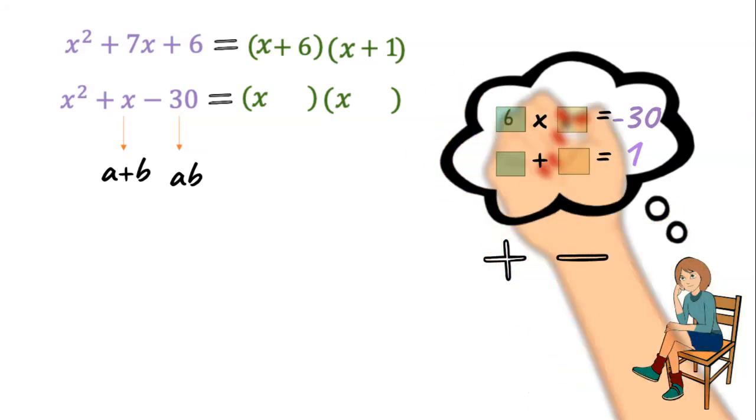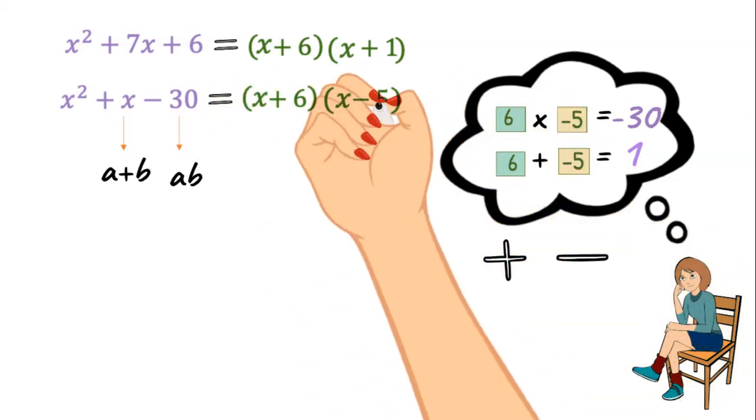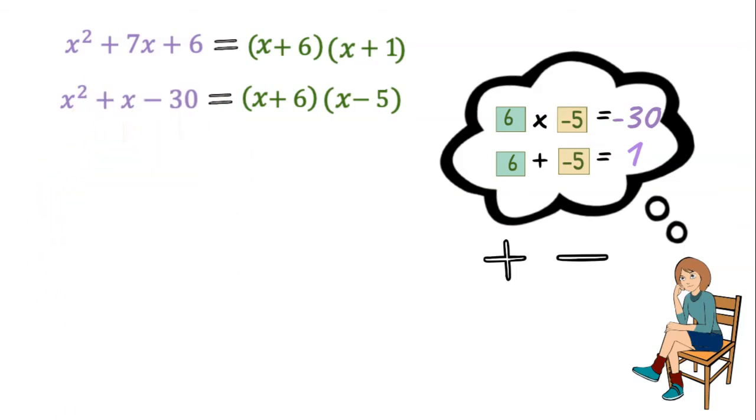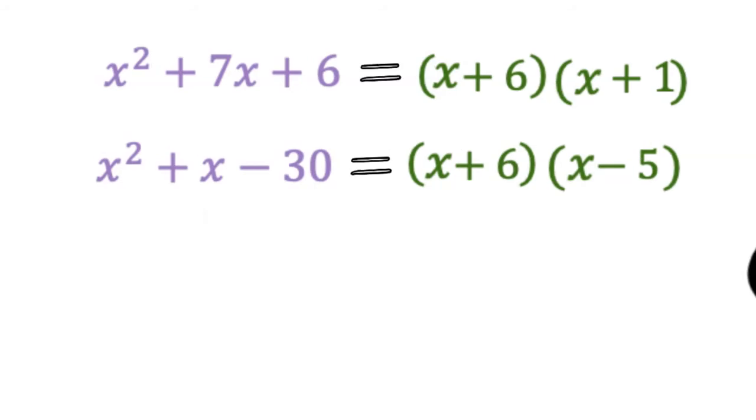So you should have got 6 and minus 5 for that. And the brackets can go in any order. However, you need to make sure that your negative is the 5 and your positive is the 6, because they plus together to make positive 1 and not negative 1.